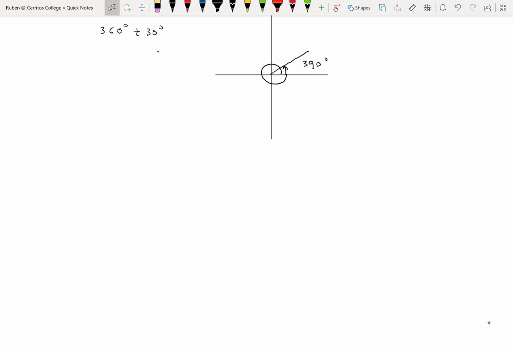Okay? So what do we mean by degrees, minutes, and seconds? Minutes and seconds give us a way of subdividing an angle into fractions of an angle.